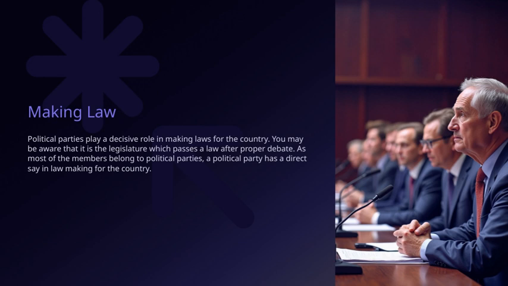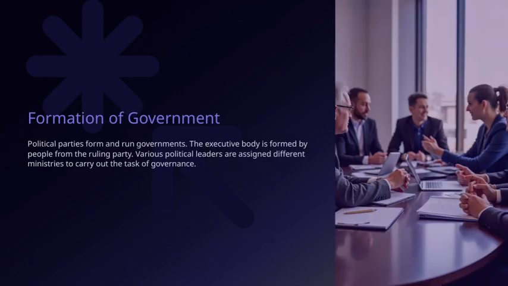Now, let's talk about how governments are formed and how they operate. Political parties come into play here. They are the groups that form and run the government. When a party wins an election, they create the executive body, which is basically the leadership team responsible for running the country. This team is made up of people from the ruling party.